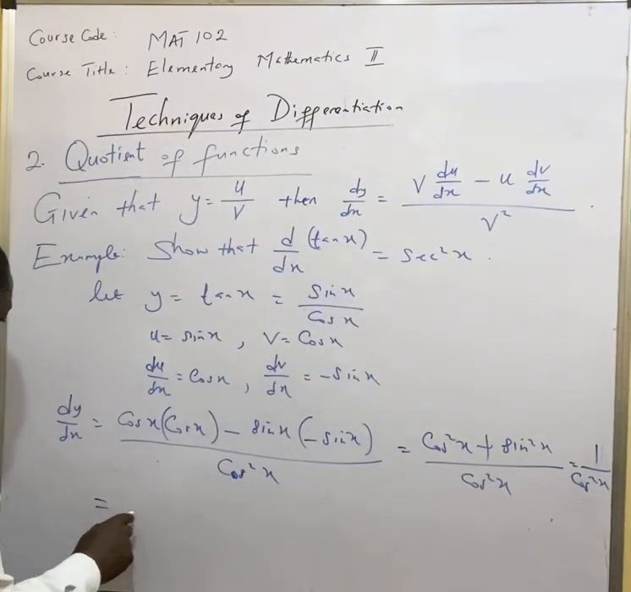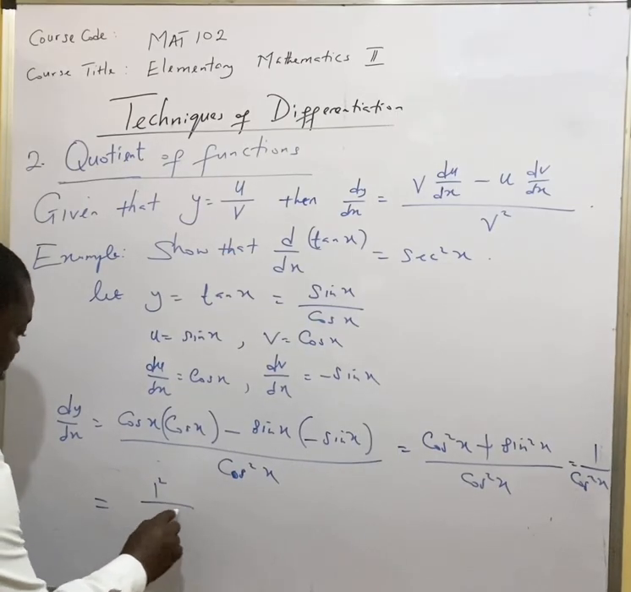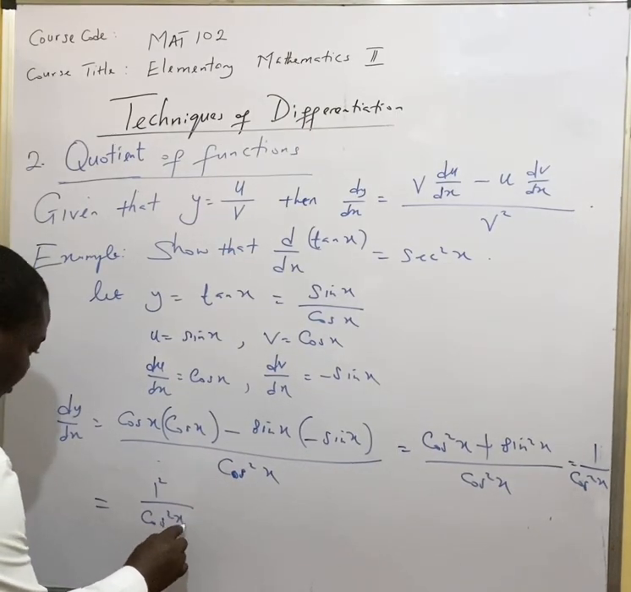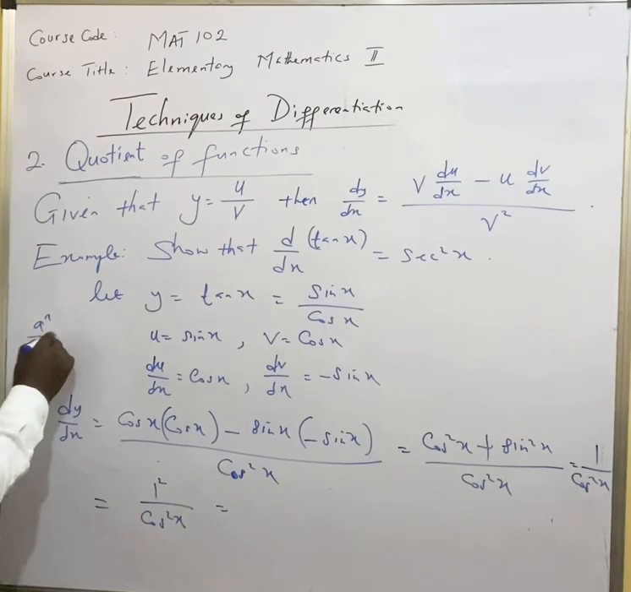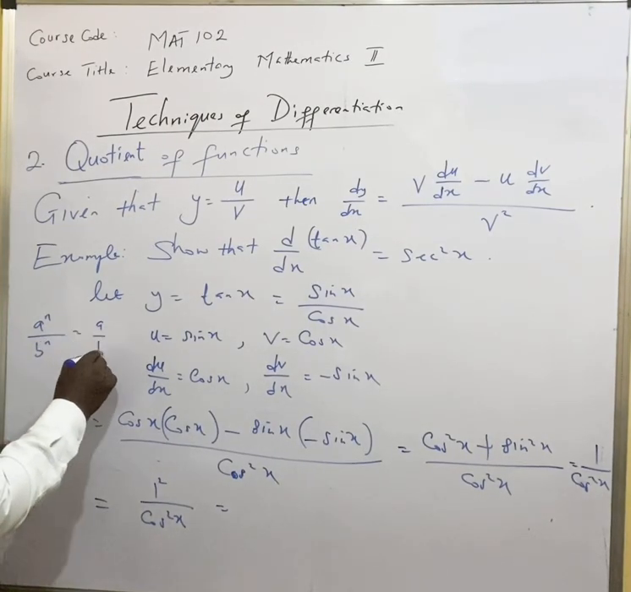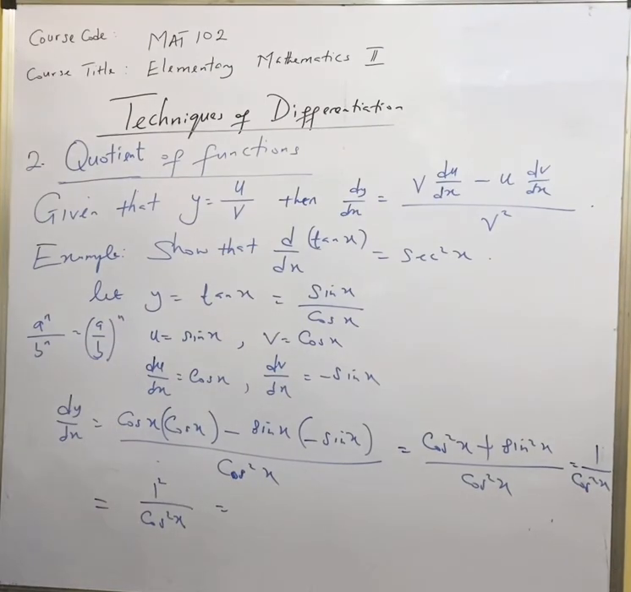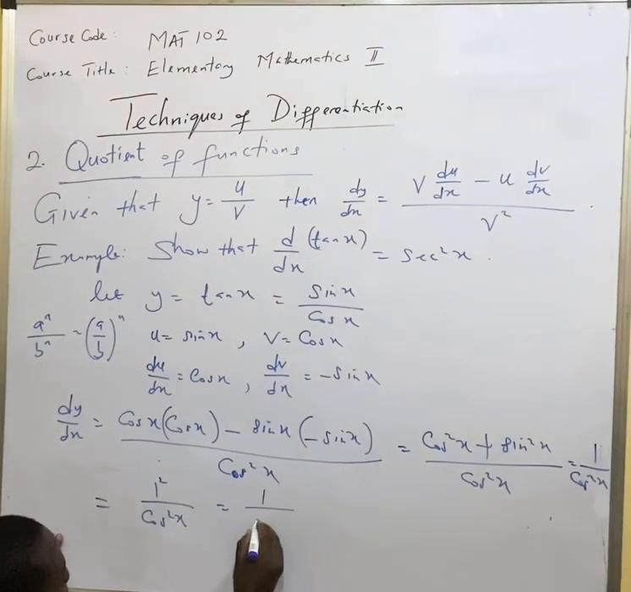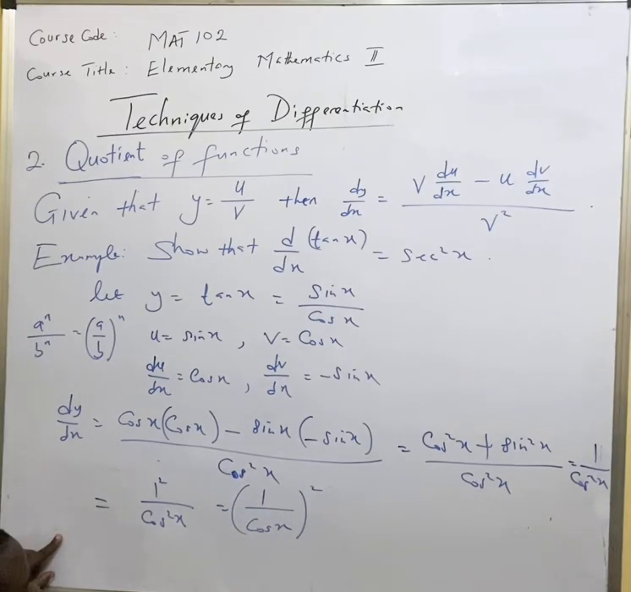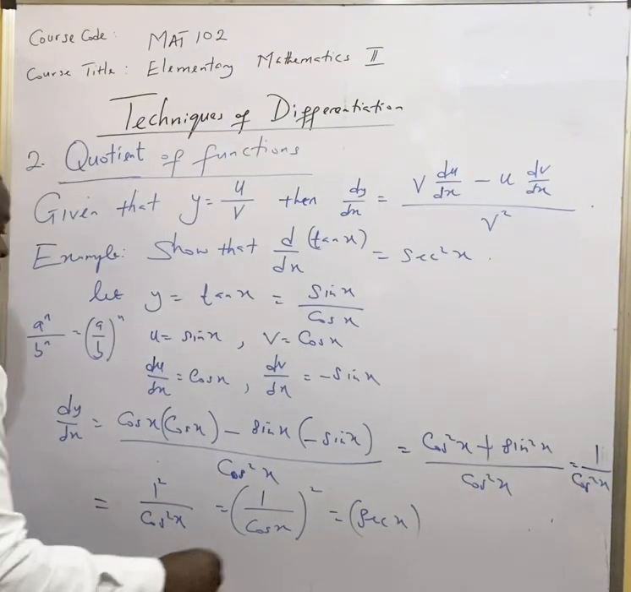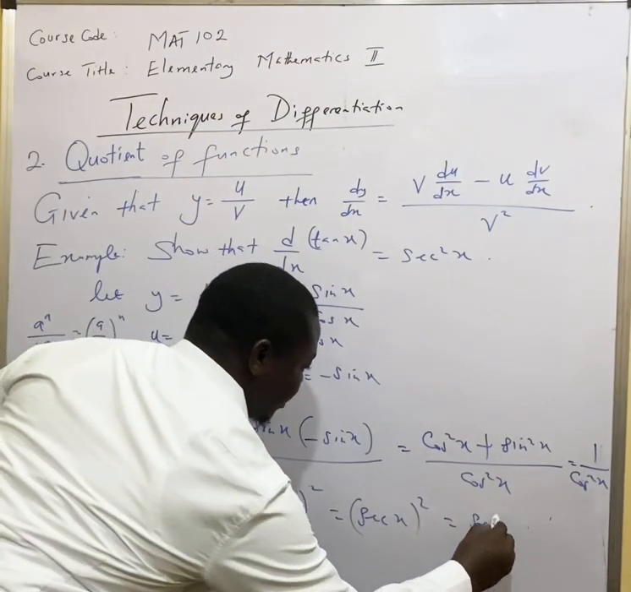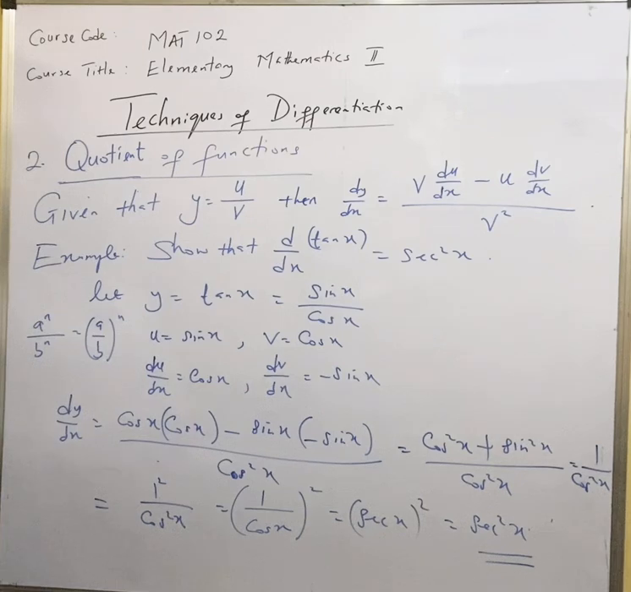But 1 can be written as 1 squared. So we have 1 squared over cos squared x. Now, since the powers are the same, quickly recall that a raised to power n over b raised to power n is equal to a over b, all raised to the power of what? N. So that means we can write this as 1 over cos x, all squared. But 1 over cos x is sec x. So we have sec x squared, and this is sec squared x. So that's why we have the derivative of tan x to be equal to what?